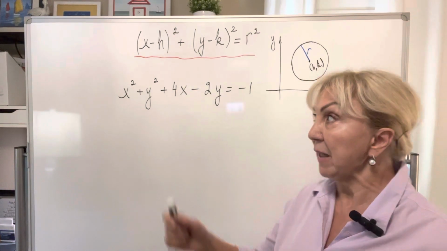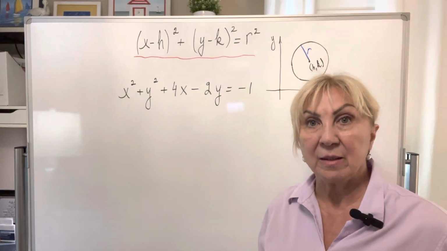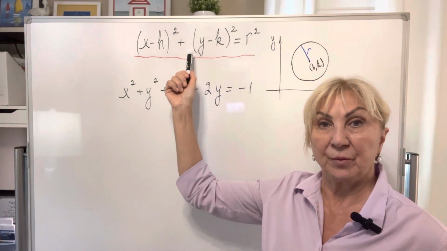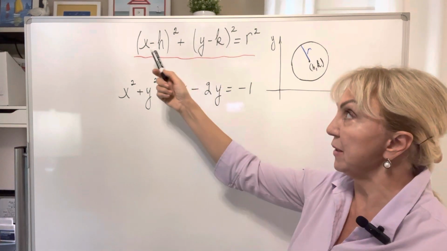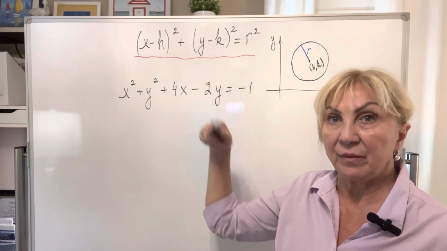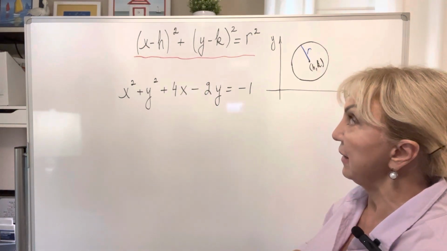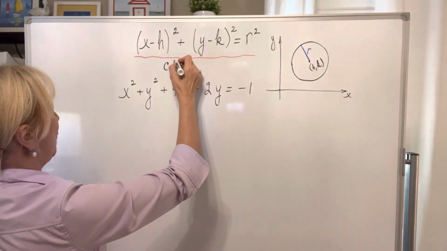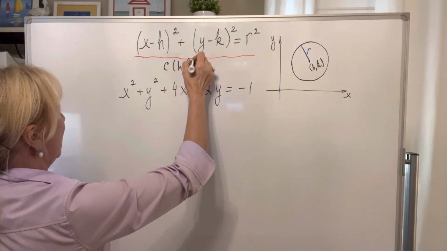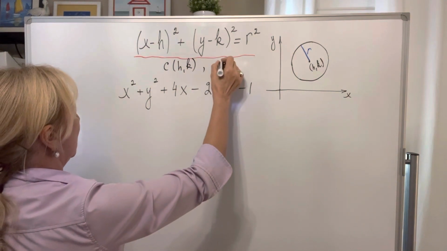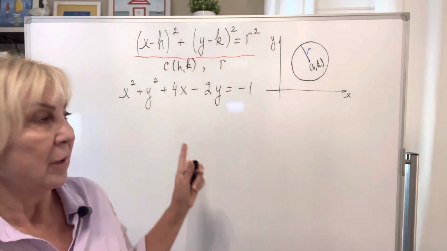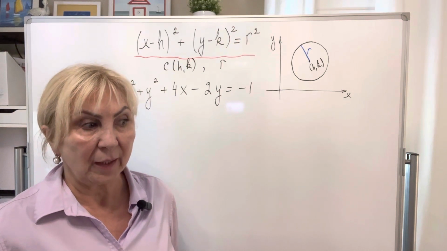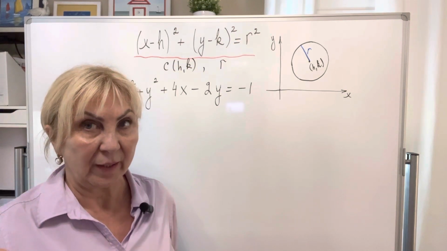The method you need to remember to apply is to obtain the standard form of the circle, because if it's written in standard form, then we can tell exactly that the center is located at point (h, k) and the radius is r. So how can we do it? You need to remember the method of completing the perfect square.